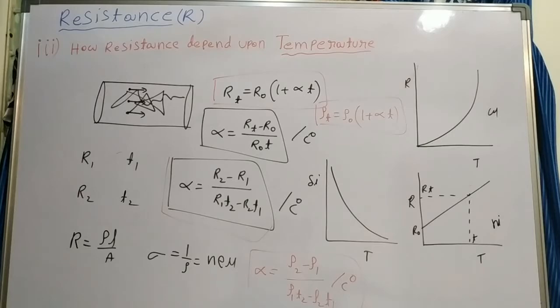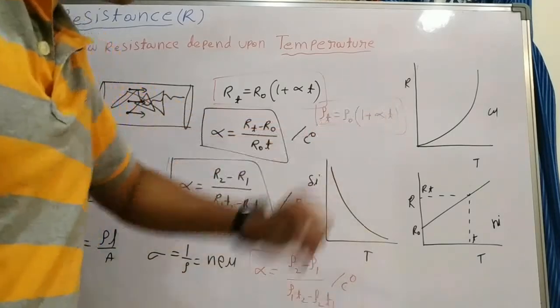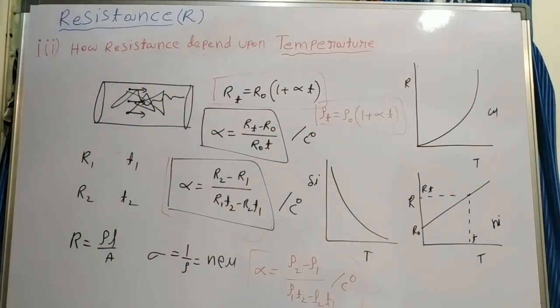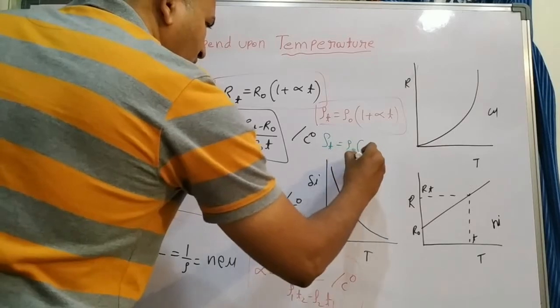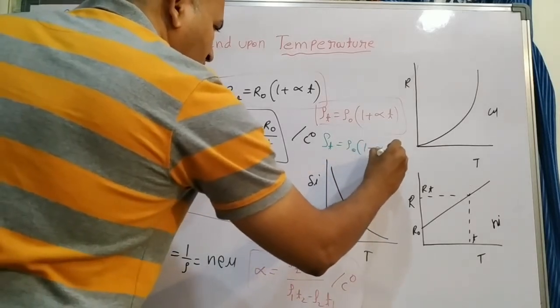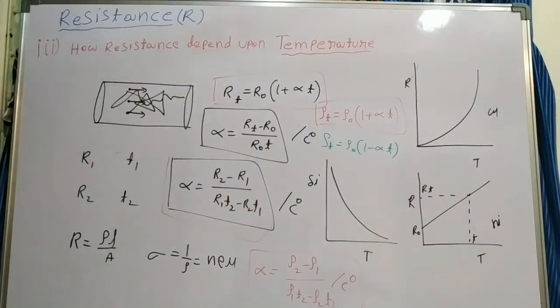For semiconductors, we are getting a negative sign here, minus. For semiconductors, what can you write? Here, for semiconductors, rho naught into (1 - alpha T), we can write. Because on increasing temperature, resistance decreases there. It has a negative temperature coefficient.